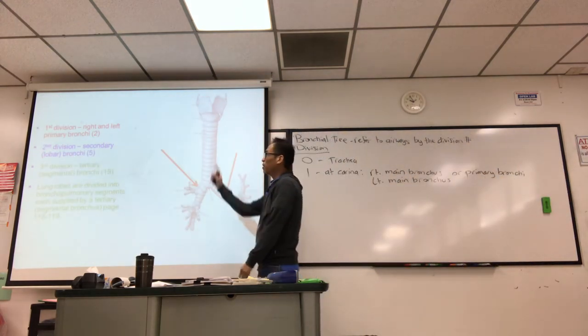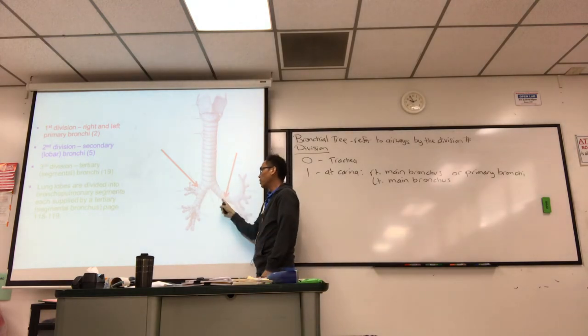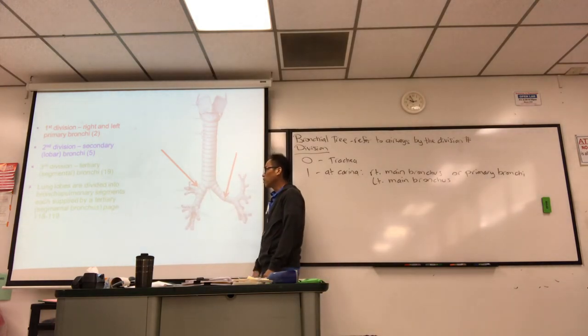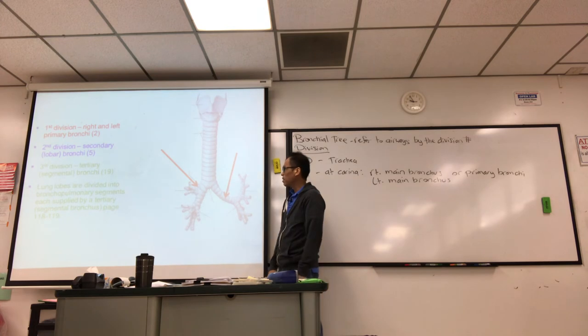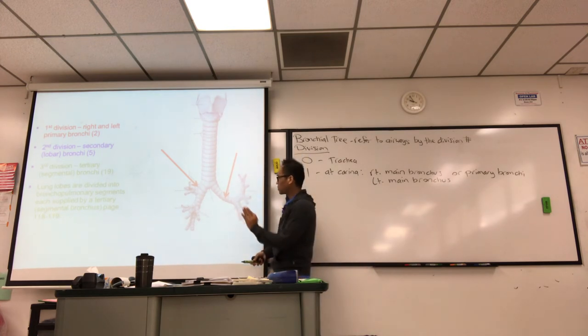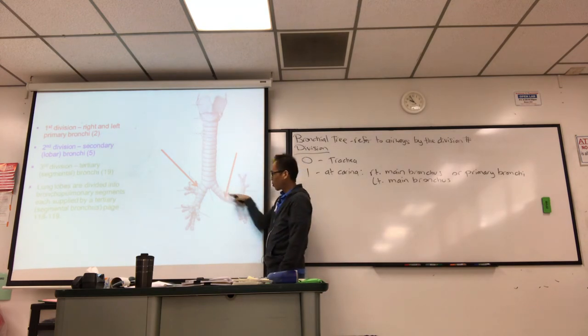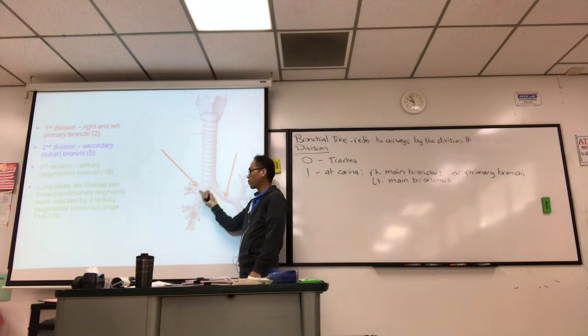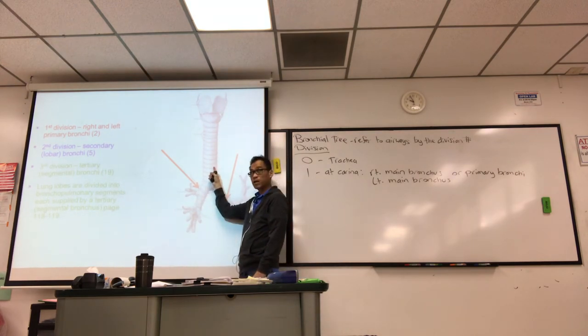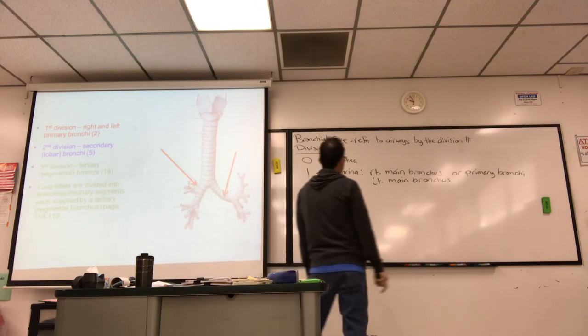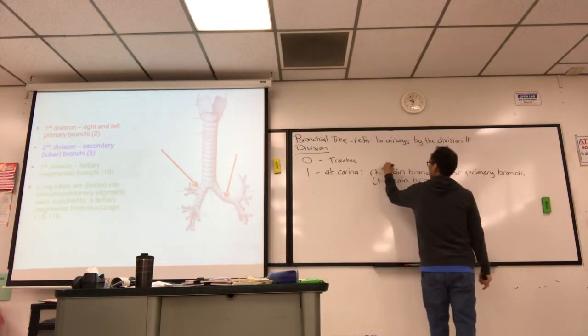That's what I have here. First division in red. I'm just pointing to right and left main bronchus. There is anatomical differences here. The aortic arch, it kind of goes over the left one. So it kind of like makes it kind of go more horizontal a little bit. The right one is kind of more vertical and in line with the trachea. So this one.